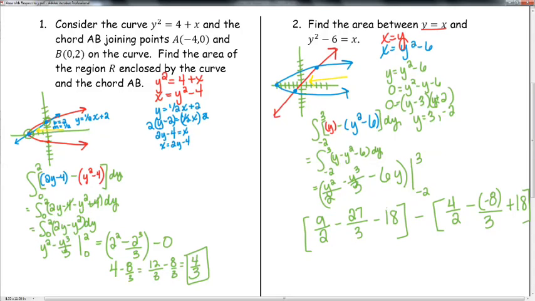And so if you simplify all this, you're going to get, whoops, I made a mistake, sorry about that. This is supposed to be 12. Alright, so when you put it all together, just go ahead and use your calculator. You're going to get negative 235 over 6.